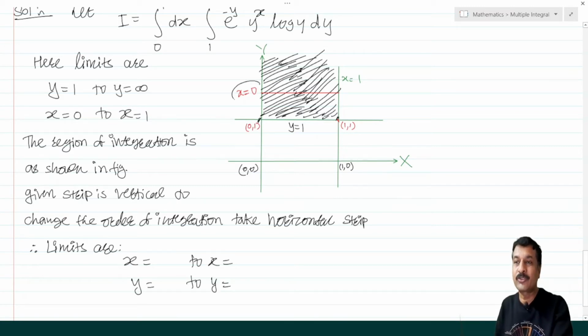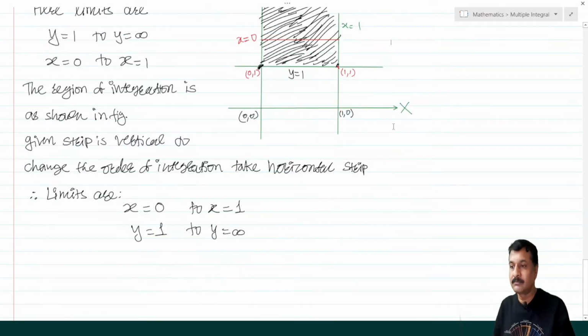By equation, x goes from 0 to x equal to 1. And for y, the boundary points on the y-axis: the starting point is y equal to 1. What is the end point? Infinity. So these are the limits of y. And therefore I am getting I equal to integration 1 to infinity.